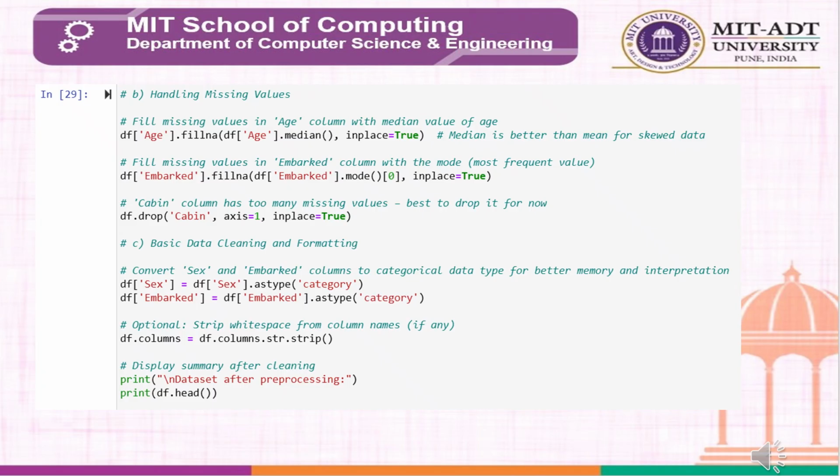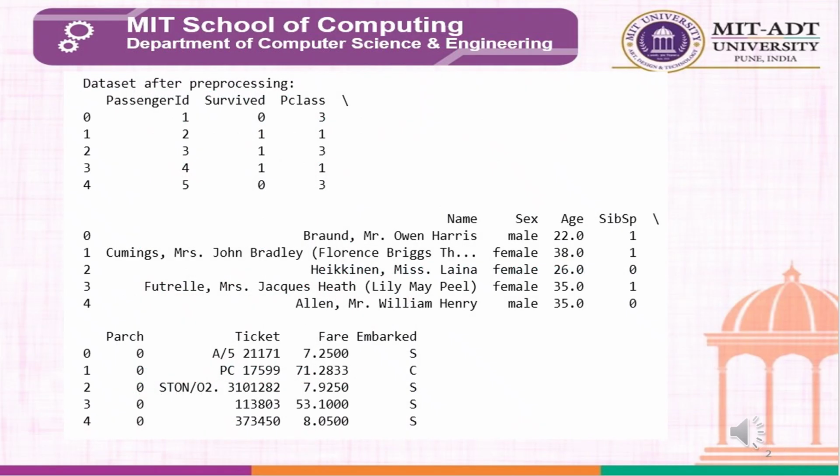Next is we move to the basic data cleaning and formatting. So we convert the gender column and embark columns to categorical data type for better memory and interpretation. So with astype, we can do that. Then next thing is, it's optional. We strip the white spaces from the column names if there are any. After that, we simply display the summary after cleaning. So dataset after pre-processing, we are going to display. This is the output that we get, that is the dataset after pre-processing step.